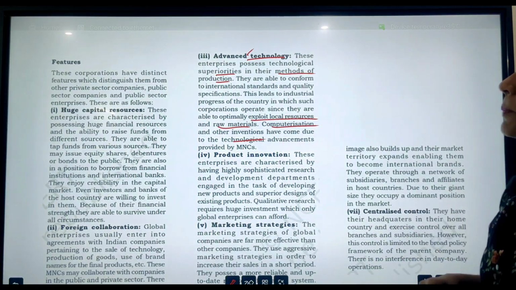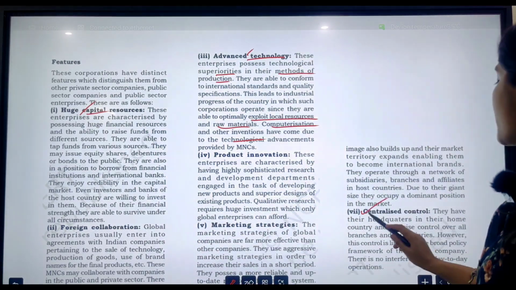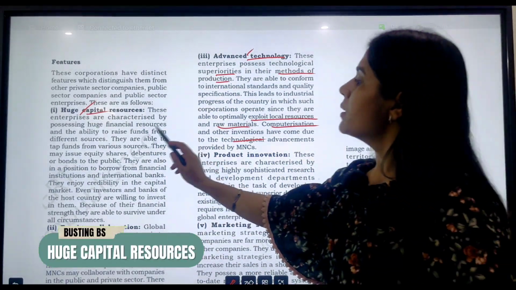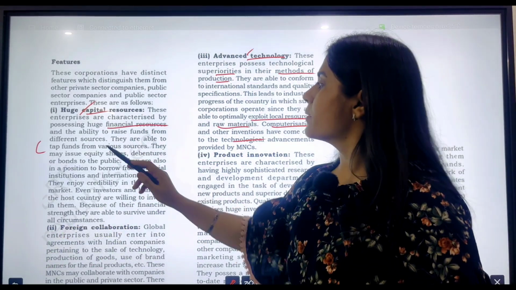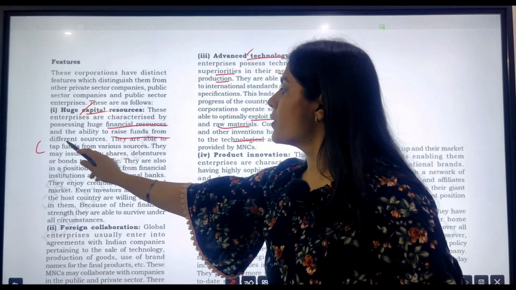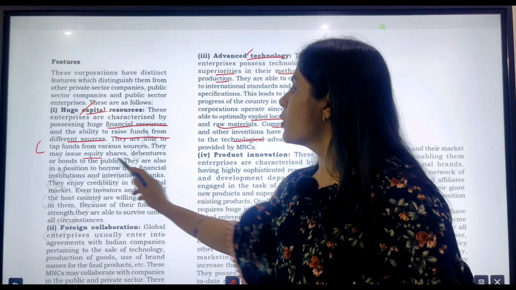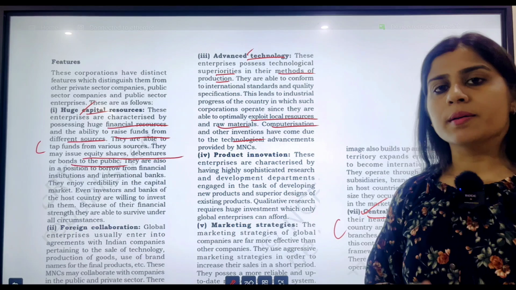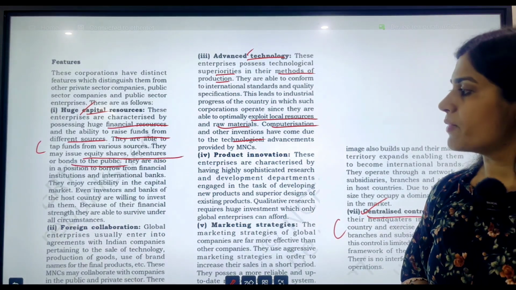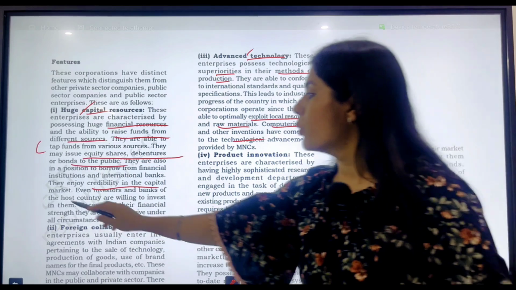Now C and C represents capital, resources and another thing is centralized control, students. So here C represents capital, means they have large financial resources at their disposal. They can raise funds from different sources because they have worldwide presence. So everywhere they have equity shares, debentures, bonds. From the public also they can straight away demand credit facilities. They enjoy credibility as well in the capital market because of their goodwill.